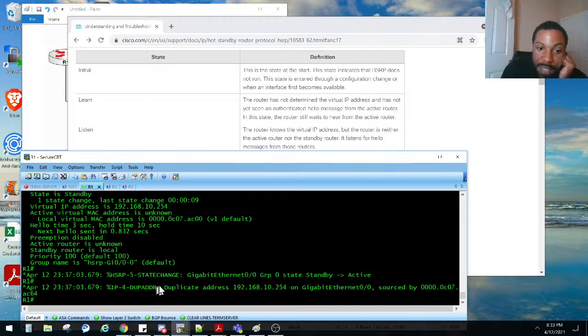And notice we got a duplicate address. That's what I meant by us breaking the HSRP here. We got a duplicate address sourced by this MAC address right here. This is what's called the virtual MAC address that is shared by HSRP routers here.